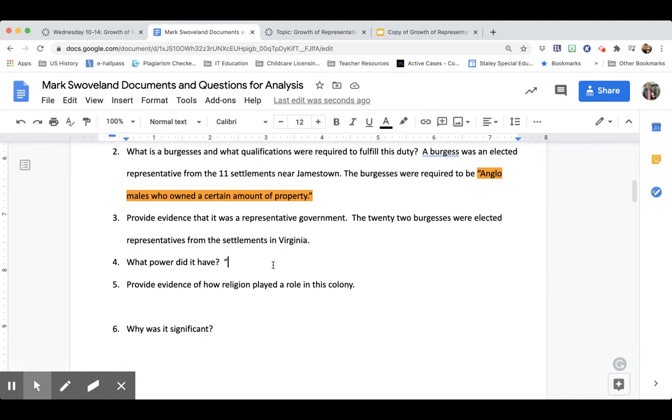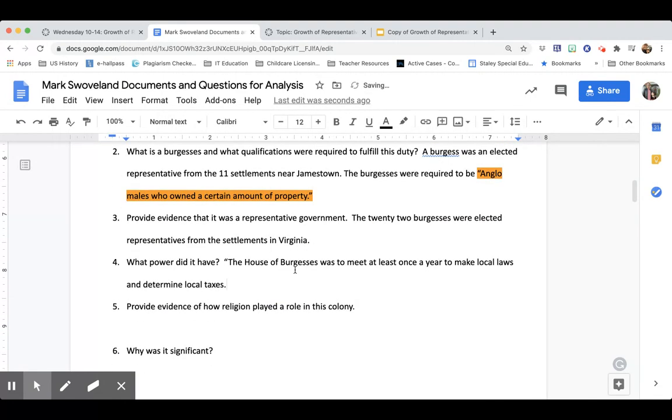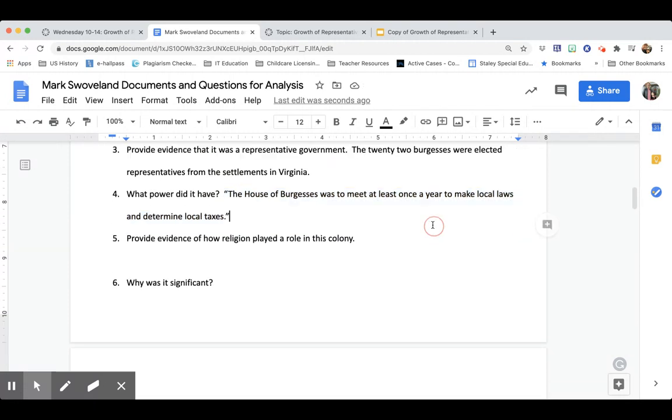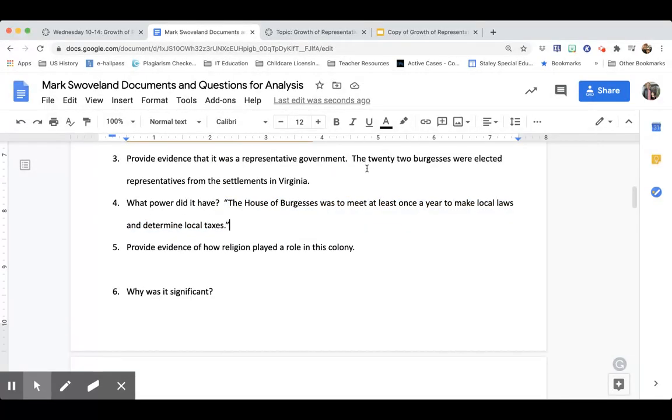More right click. All right, so I said the House of Burgesses was to meet at least once a year and make local laws and determine taxes. And this is just directly out of the statement, okay? All right, so we've got two things. You guys can go ahead and get those written down, and then we'll move on.